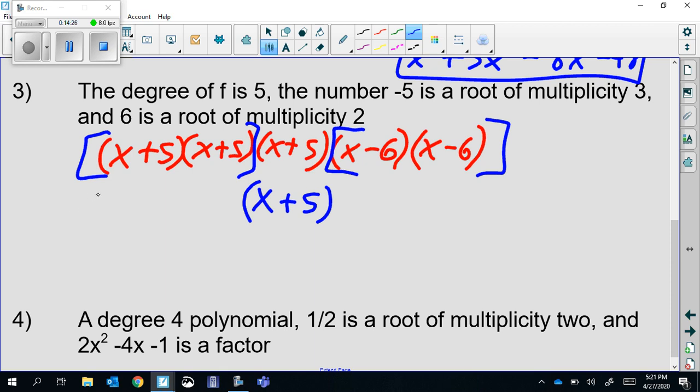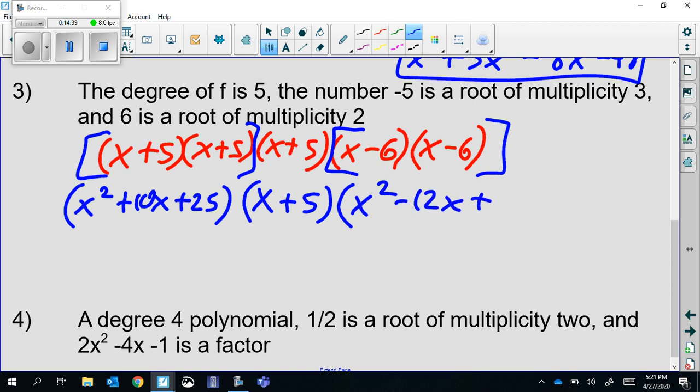So x plus 5 times x plus 5 is x squared plus 10x plus 25. And x minus 6 twice, that's x squared minus 12x plus 36. Now we've got to multiply all three of those things together. Pick any two you want. If you want to do the x plus 5 now, you can do it now, or you can save it for last. It doesn't really matter.